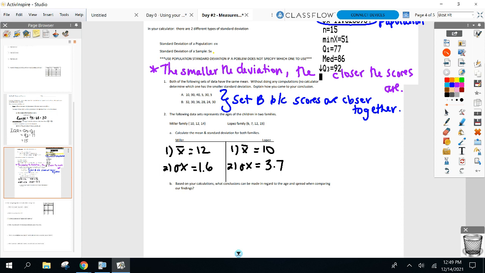And then let's just answer a quick question here. Based on this, what conclusion can be made in regard to the age and spread? What can you tell me about the Miller family ages versus the Lopez family? Miller family ages are closer. There you go. Miller kids are closer in age. Do you have to say anything about the average? No, nope. I just want review from yesterday.